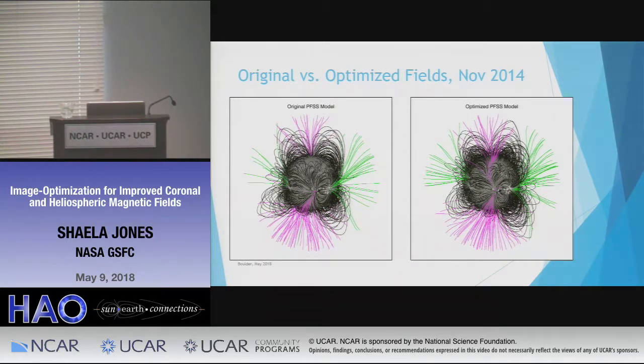So this is a comparison of what the field model looks like before and after the optimization. And I want to caution you not to pay too much attention to what happens to these low-lying loops because we're not able to constrain those with the coronagraph images. We'd like to add some lower constraints in the future, but for right now, what we're looking at is the large-scale field. And in particular, what we notice is that the field has a lot more open field lines than it did before the optimization. And the coronal holes extend to lower latitudes. That's the main difference that we notice.